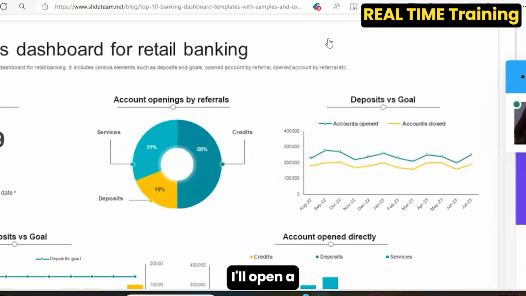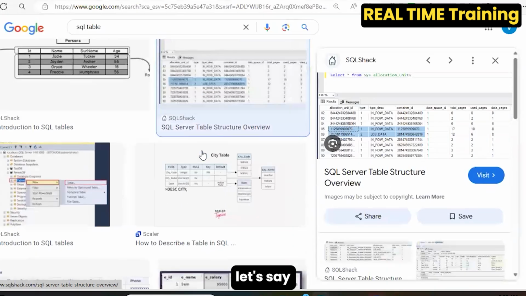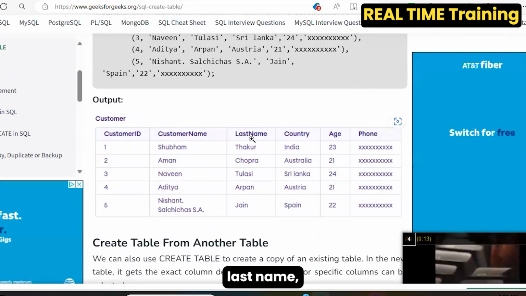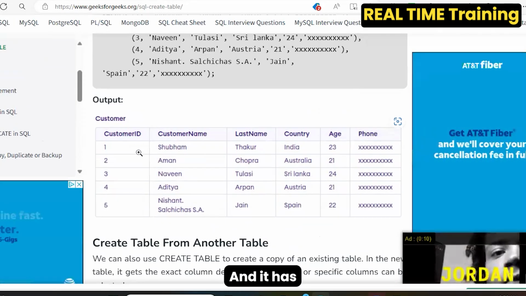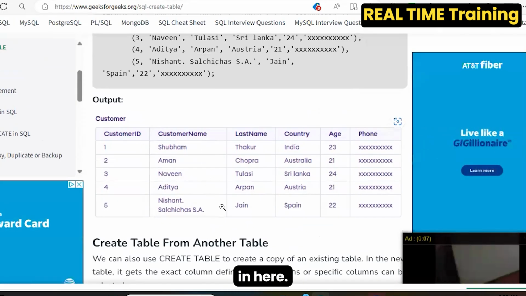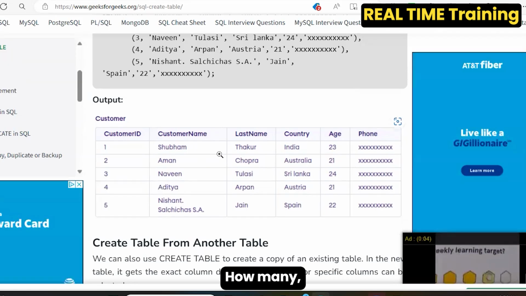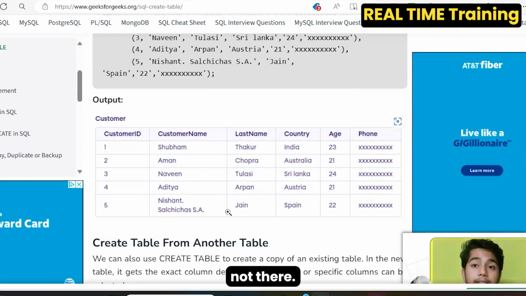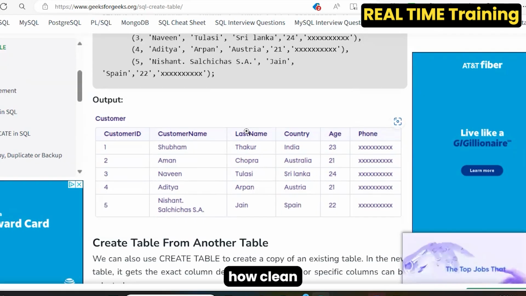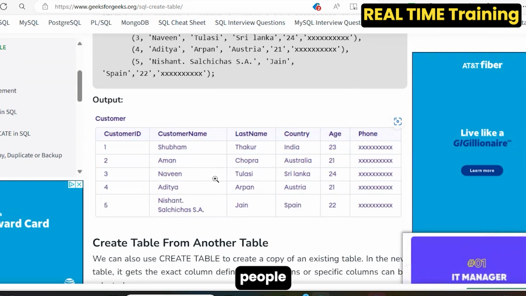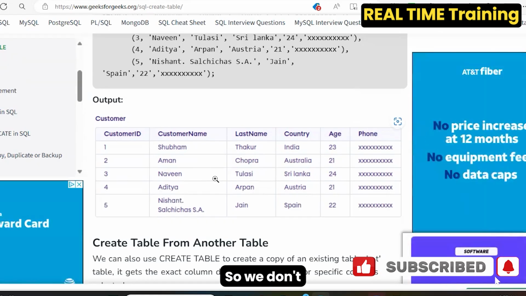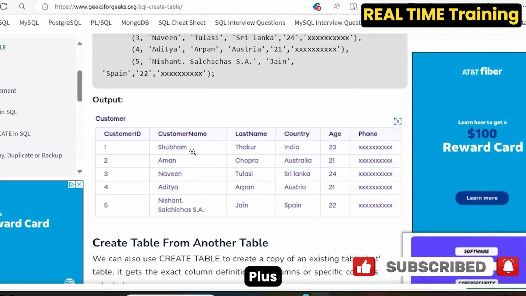In other words, I'll open a SQL table. Let's say, for example, think of this as a table. This has customer ID, customer name, last name, country, age, phone, and it has so many records. Let's say there are 5,000 records in here. Now, how clean is this? How much data is there that is incomplete? Meaning somebody's last name is not there, somebody's country is not there, right? So how clean is this data? Or they might not want to visualize people who stopped working 10 years ago because there is no point, right? So we don't need that data. Even that comes into the picture. Plus, how clean is the data?